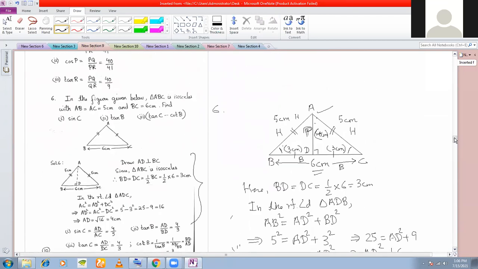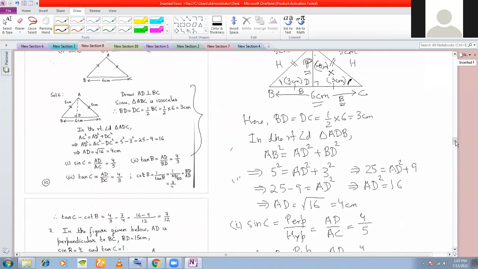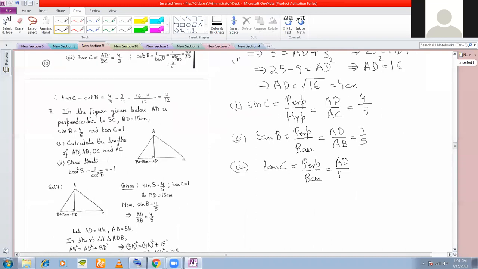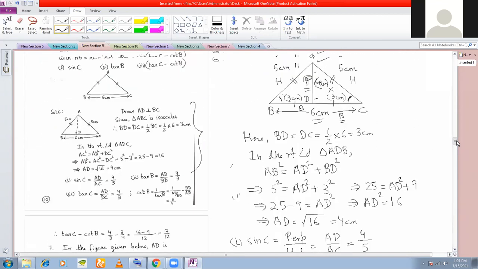Which right angle triangle to consider? Which is the angle here? That means here, now we shall consider this right angle triangle, right? Because see, this is the angle that is concerned. So this becomes our perpendicular, this becomes our base. So AD by DC. AD length is 4, DC length is 3. So tan C is 4 by 3.